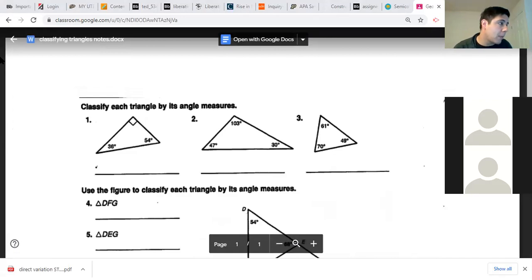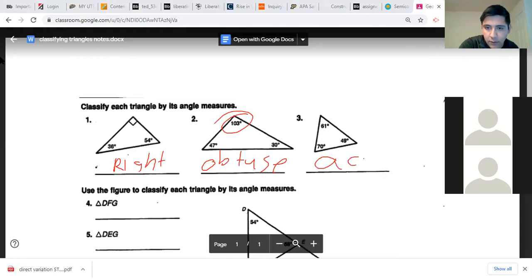Let's start with number 1. What kind of triangle is that? A right triangle. What about number 2? An obtuse triangle. Yes, obtuse, because we have that angle of 103. That's more than 90 degrees, which makes it an obtuse triangle. And then finally, number 3 would be what kind? Acute. Good. That's because all of the angles are less than 90 degrees.